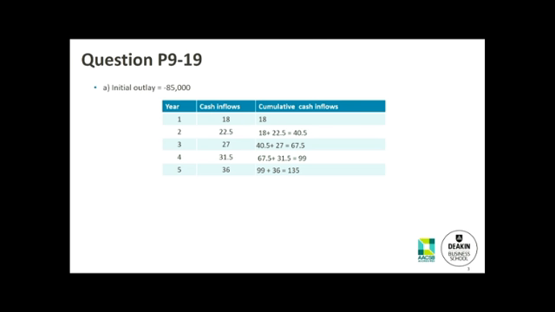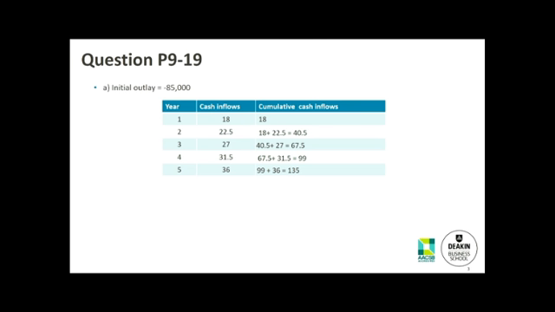Do we have enough money at the end of year 3? Looks like not, right? But do we have enough money at the end of year 4? Yes, we do. So the number of years before it gets fully recovered is 3. During year 4, you need to recover 85 minus 67.5, which is $17.5 million.